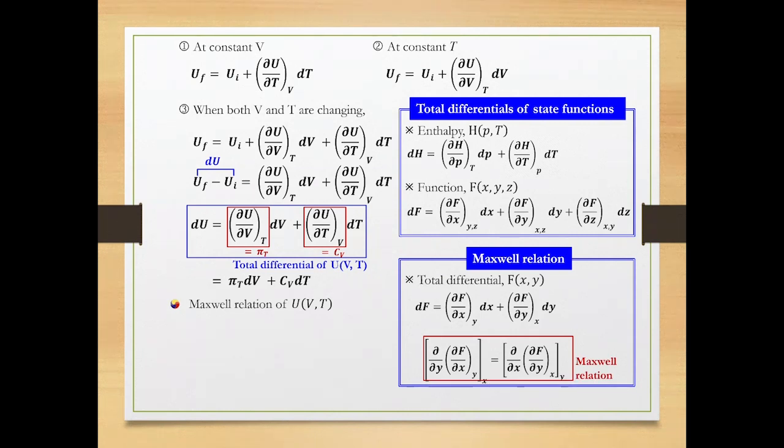Now, do you think you're ready to write the Maxwell relation of internal energy with variables of volume and temperature? Pause the video and write it down. And it is the T derivative of the V derivative of U is equal to the V derivative of the T derivative of U. I will talk more about the Maxwell relation later.